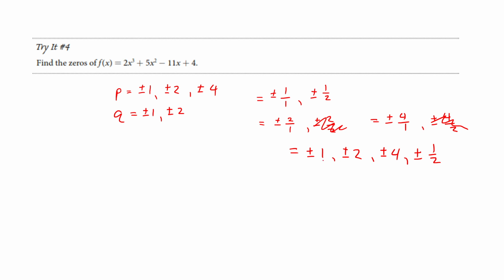Okay, now I would use the remainder theorem. I would not start just dividing all of these. Let me see here.